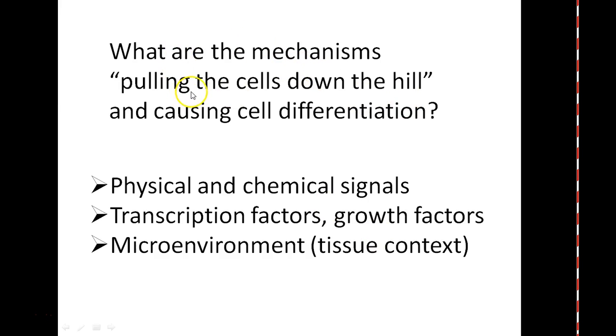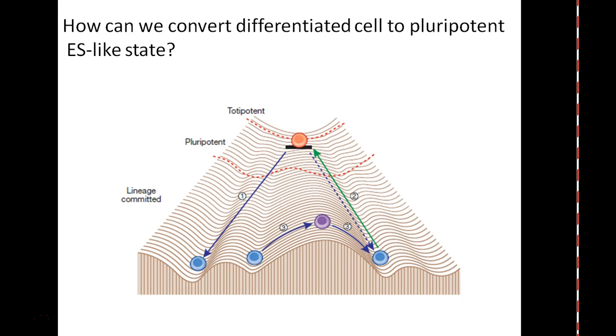What are the mechanisms pulling the cells down the hill and causing cell differentiation? I already talked about that. In the context of tissue, we have physical and chemical signals, and also lots of transcription factors and growth factors. All of those factors are key determinants telling the pluripotent cell to differentiate to a specific state. And like I said, researchers were wondering, how can we go back? How can we go up the hill? Can we convert a differentiated cell to a pluripotent embryonic stem cell-like state?